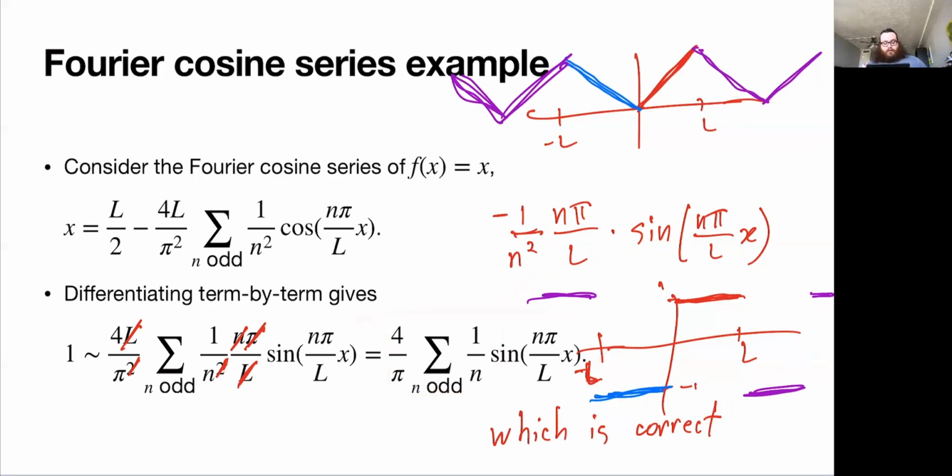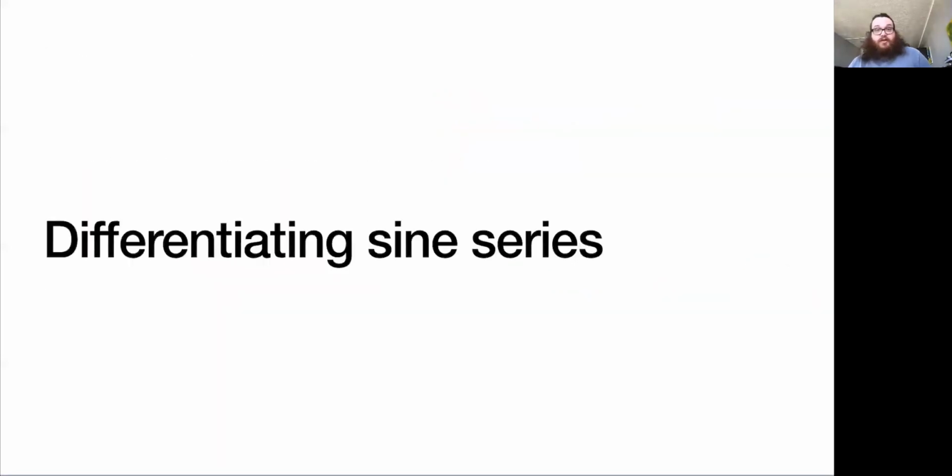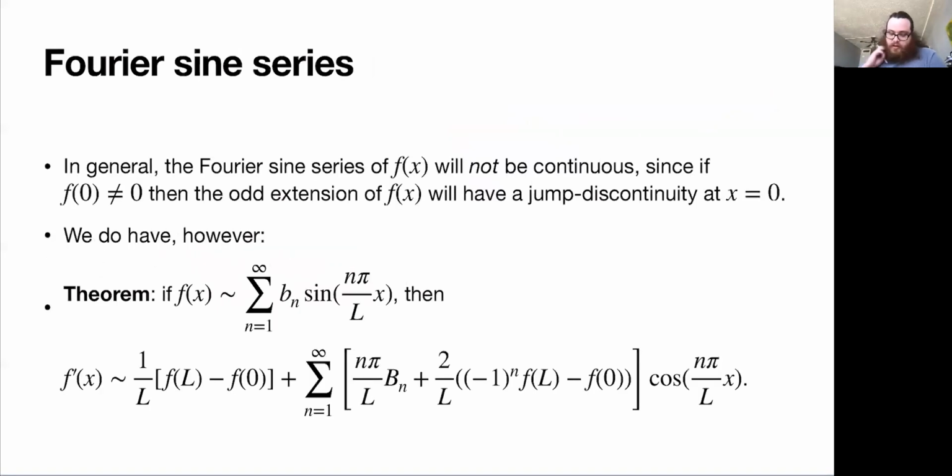Okay, so the takeaway is that for Fourier cosine series, that's the nice case. You can just differentiate term by term, and that's the Fourier series for the derivative. Okay. So now we're going to look at sine series, and what happens if you try to differentiate sine series term by term. Okay. So the issue is that in general, if you take a sine series, it won't be continuous. Okay. And so let's look at an example of that.